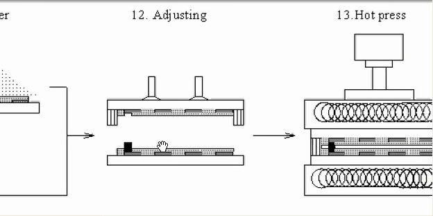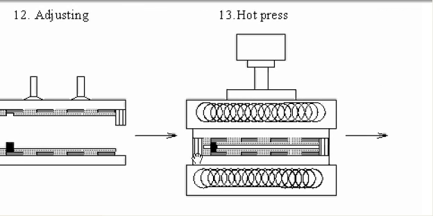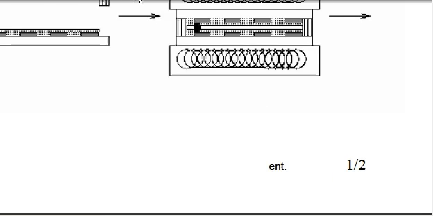Because all these seals are epoxy, we need to hot press them together at the same time to cure the epoxy, to make the two bonded glasses very strong, so they will not fall apart. And go to the next page.